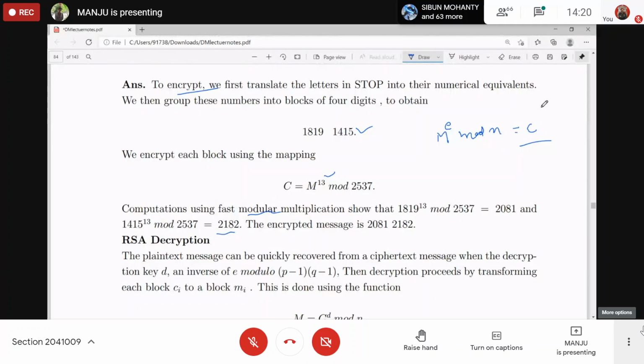So for example, can you say this is STOP? This 20812182 is the encrypted message of STOP. Can you say it? If you don't know this N and E, if you don't know the key, you cannot decrypt it, right?